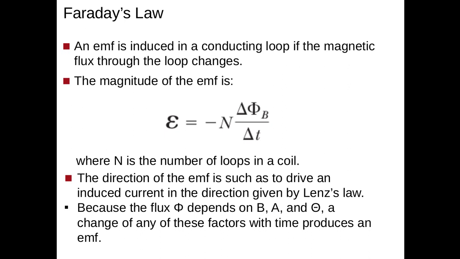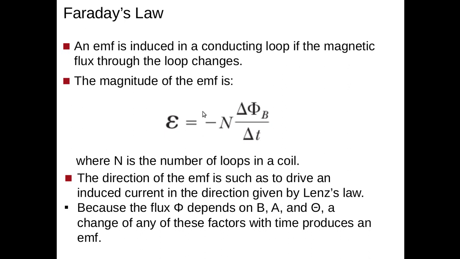But the induced current is actually a consequence of the induced voltage inside that loop due to the changing magnetic field. We call this induced voltage an electromotive force, or EMF. It's kind of a misnomer. It's not a force. This is actually a potential difference. So there's an induced potential difference inside a loop due to a changing magnetic field.